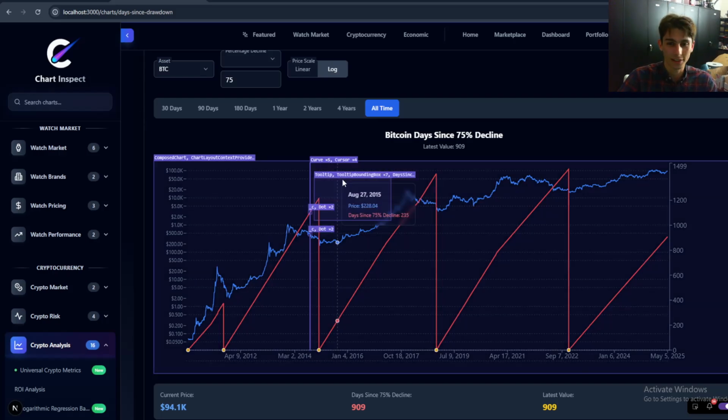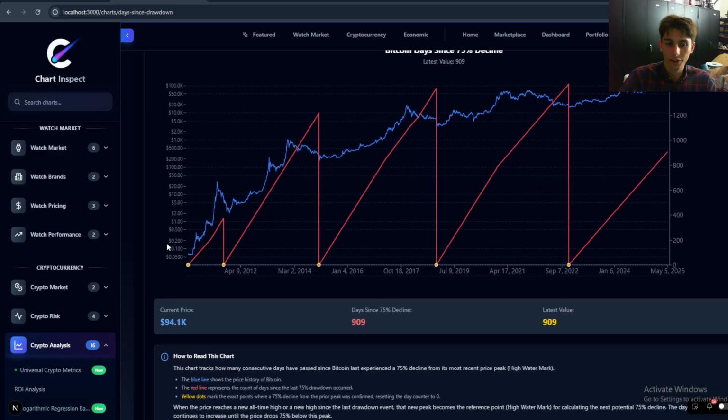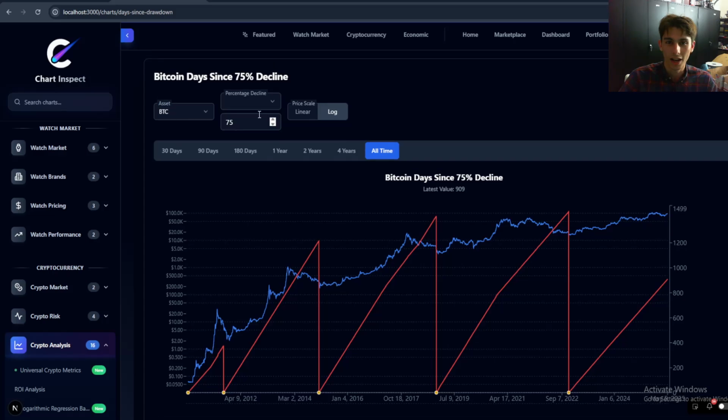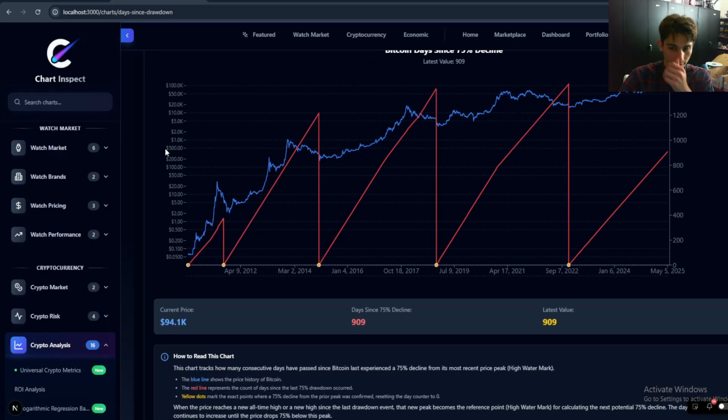So let's get into this. So this is the chart. I've been programming a bit of charts recently, and I feel like this is a very interesting chart to look at. The way it works is this chart basically tracks how many consecutive days have passed since Bitcoin has experienced an X amount of percentage decline. So you can write a custom amount, you can choose through the actual values there. And so basically this counts the number of days until a certain percentage decline has occurred.